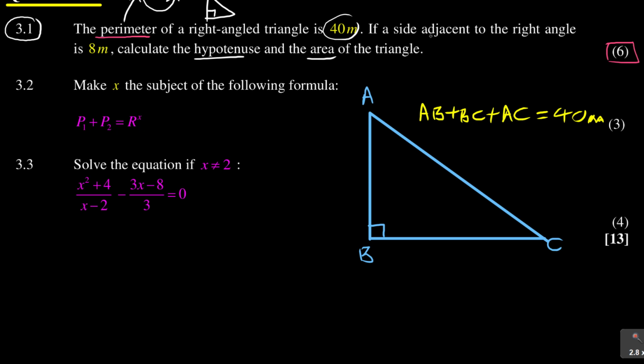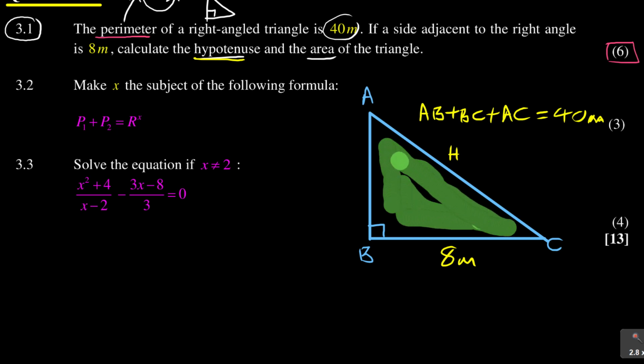And then they're saying if a side adjacent to the right angle is 8 meters, it doesn't matter whether you choose this side or this side, whatever is adjacent. It's easier to see the adjacent if there is an angle. So let's say that side BC is 8 meters. Then it says calculate the hypotenuse and the area of the triangle. So they want H, which is this one, and they want the area. Now the area is whatever is inside here. That's the area of that triangle.